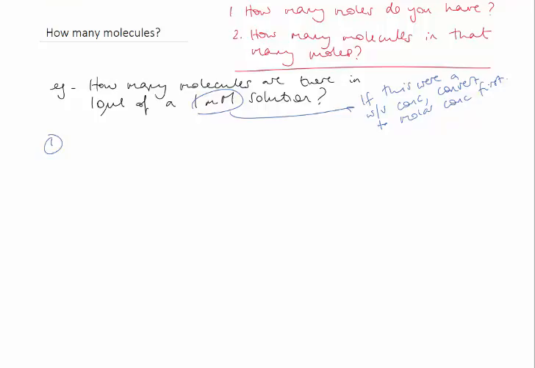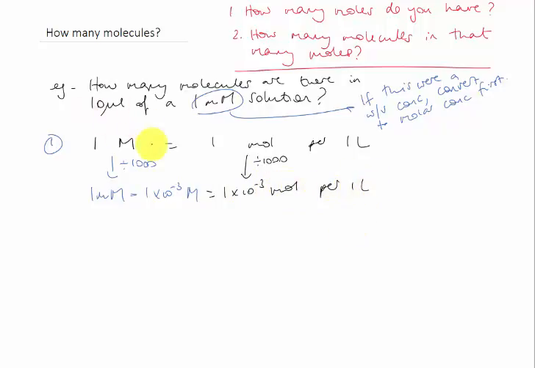So we know that a 1 molar solution has 1 mole per litre. But we don't have a 1 molar solution, we have a 1 millimolar solution, which is 1 times 10 to the minus 3 molar. So this is divided by 1000, and so we also have to divide the number of moles by 1000, so that's 1 times 10 to the minus 3 moles per 1 litre. And we don't have 1 litre, we have 10 microliters, so that's 10 times 10 to the minus 6 litres.